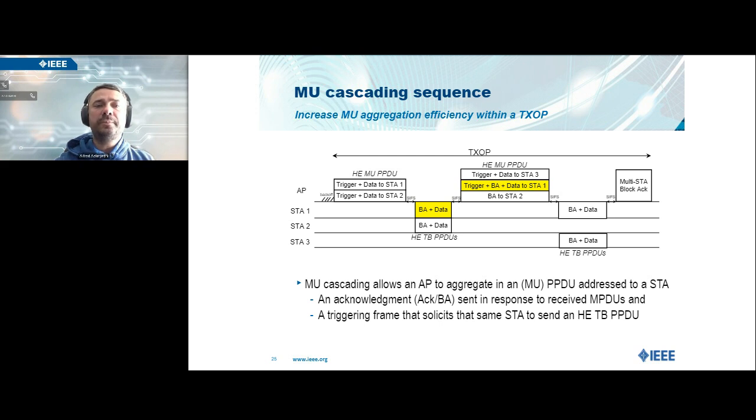So all this requires additional processing, because you are going to involve multi-processing in different components: block ack scoreboard maintenance, buffer management, because you have to prepare the MPDUs and append them to the A-MPDU, and you also have to worry about the trigger preparation for the subsequent data. So this particular mode is essentially optional in 11ax, although it increases multi-user aggregation efficiency within a TXOP.